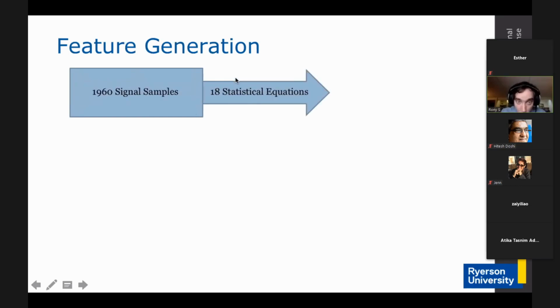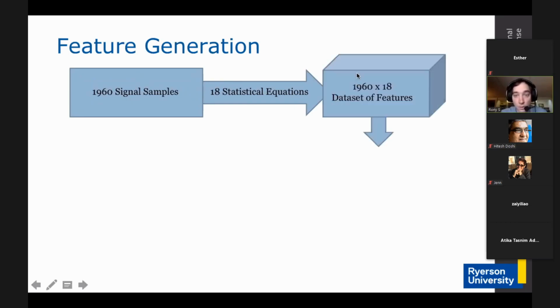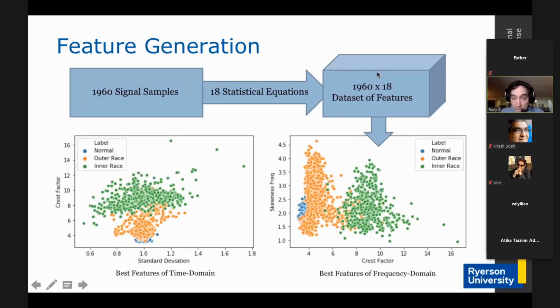faults. We apply statistical equations to them in order to gather essentially the essence of them. And what outputs is a data set of 1,960 variables by 18 statistical features. And so what we can do is start comparing these features against each other in order to understand how well the features capture the difference between data.